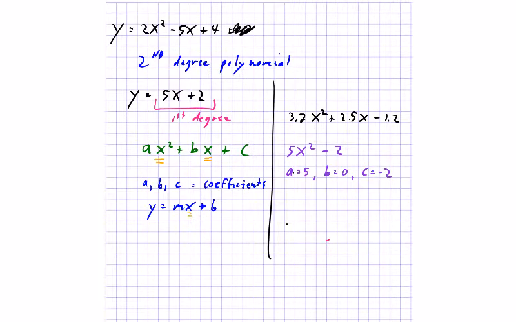I also could have a quadratic that looked like 5x squared minus 3x. In this case, a would be 5, b would be negative 3, and c is 0. As a final example, if I had 2x plus 7, while you could treat this as a quadratic where a equals 0, if a is 0, we would say that it's not quadratic.